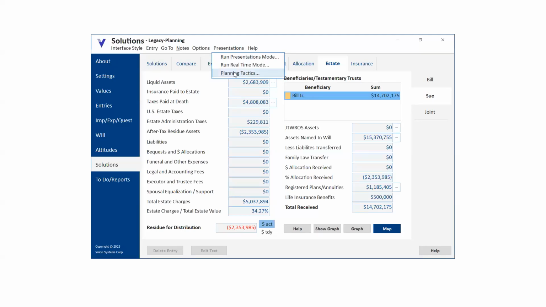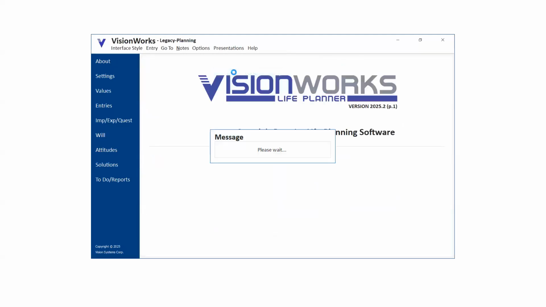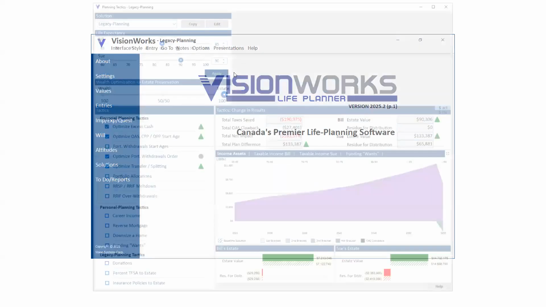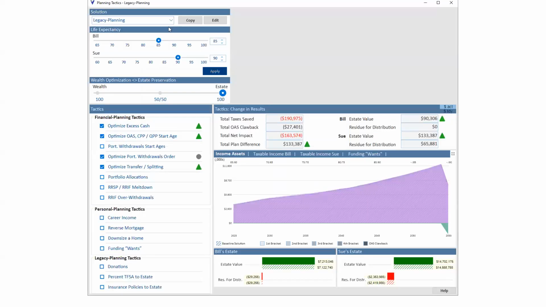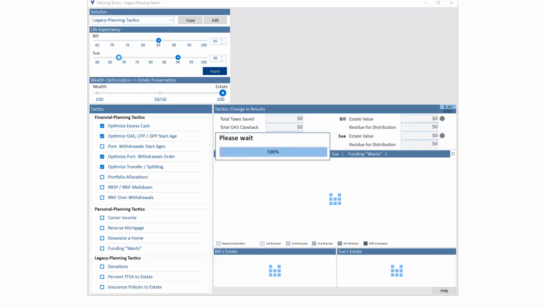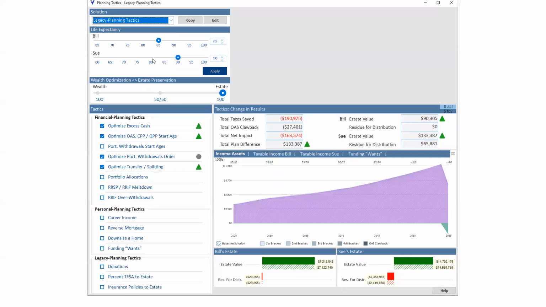So let's go back then to planning tactics. And what we're going to do is we're going to create a new solution, which I've already done, and I've called it legacy planning tactics. So we started with legacy planning without any tactics applied. Now I've moved into the legacy planning tactics solution, again with estate selected. And you can see here essentially no change. But when we go down to the legacy planning tactics area, we'll start to apply different tactics.